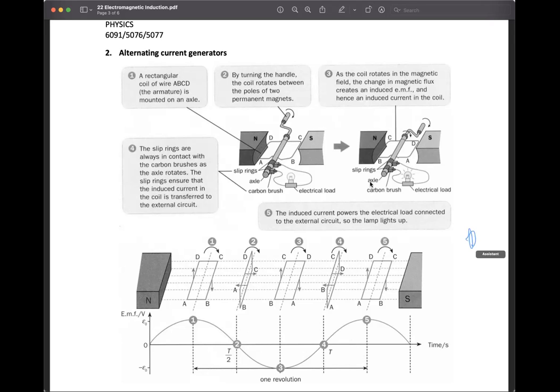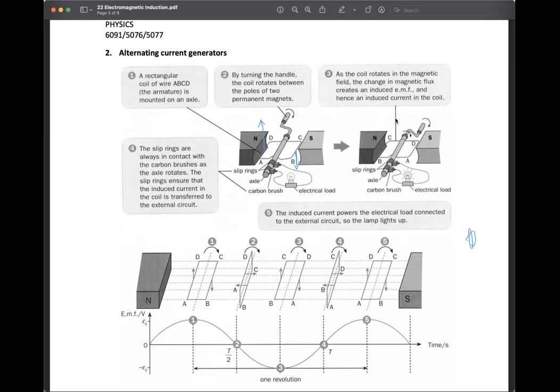First of all, can you see in this diagram, this coil over here is connected to this handle. When you turn the handle clockwise, at BC the force is going down, and at AD the force is going up, as the coil rotates in the magnetic field.